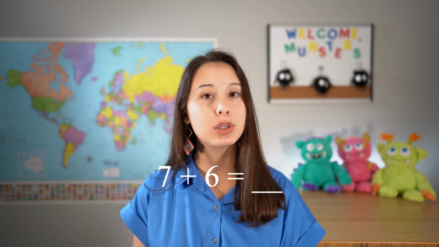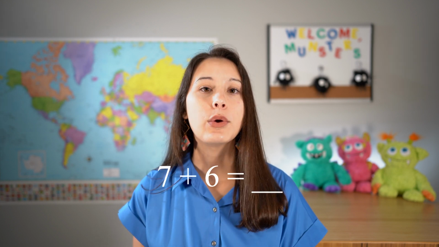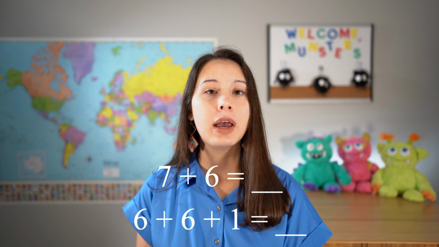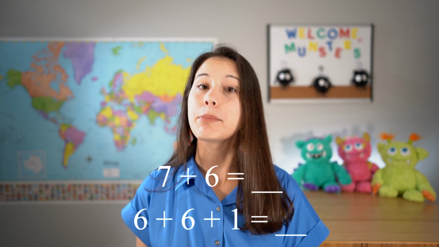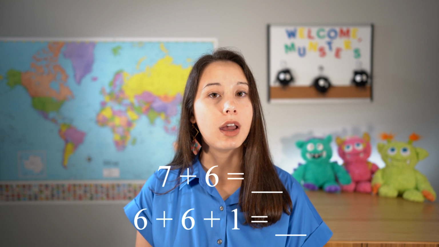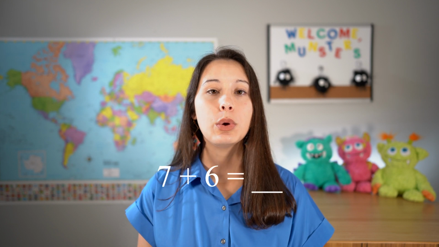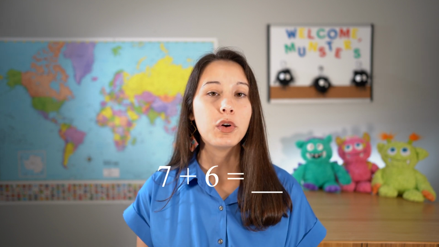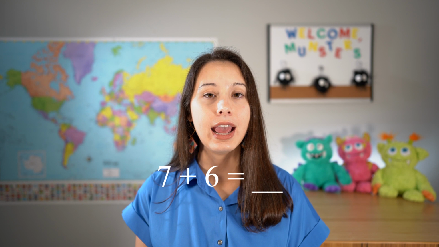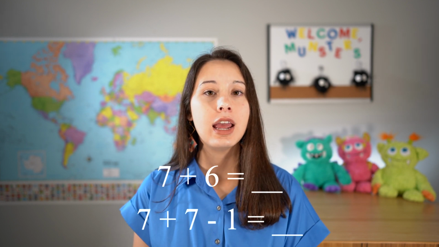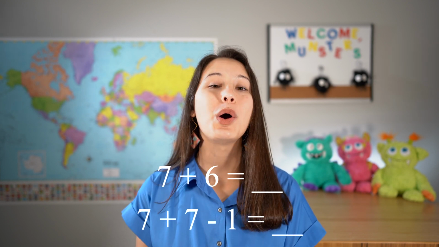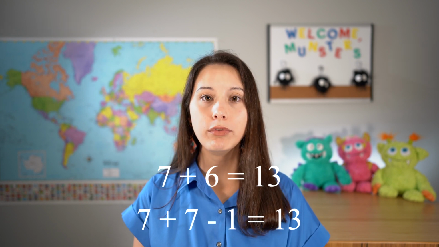The third strategy is using doubles plus 1. You use a doubles fact of the smaller add-in and then plus 1 to get your sum. The fourth strategy is doubles minus 1. For this strategy, you're going to use your higher or your larger add-in and see the doubles fact, and then you have to take away 1 or subtract 1 from that double's answer to find your sum.